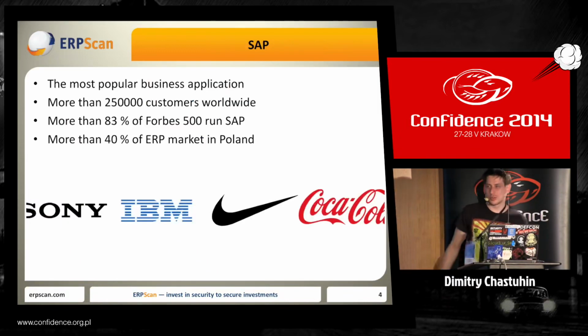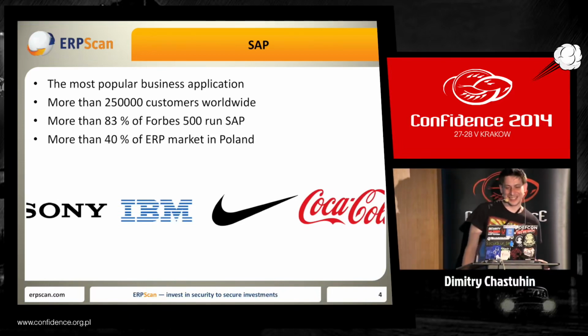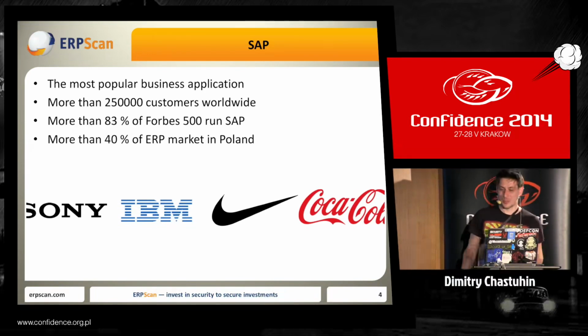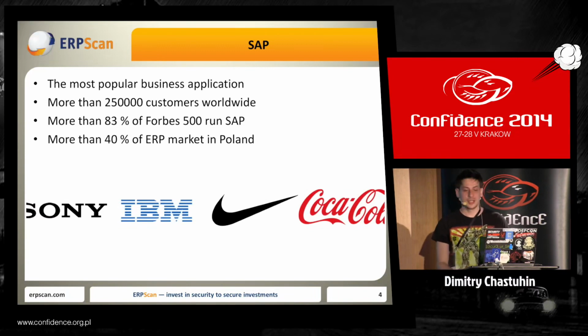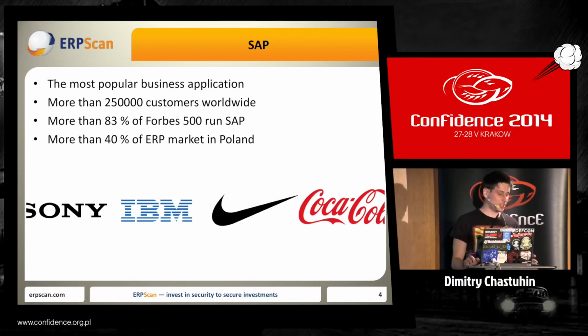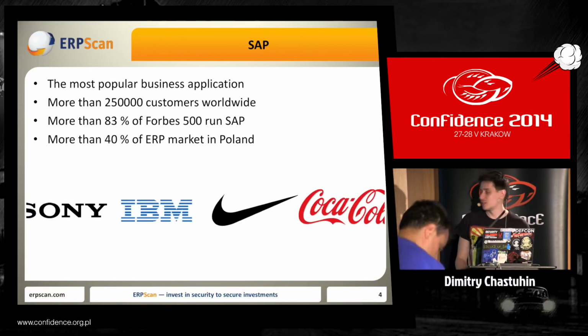Let's start. Who knows what is SAP? Few guys, okay. SAP is the most popular business application. More than 250,000 installations all over the world. But people spend enormous amount of money to install this ERP system, and they forget about security. In ERP system, all business processes are performed, all critical information is stored, like financials, HRs, clients, and not to care about the security of this sensitive data is not very sensible.